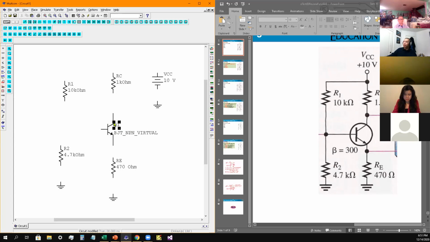This one has a different beta value, but we can't change it to this exact one. So we just have to work with this example. Now that we have that in place, all we have to do is connect the wires.